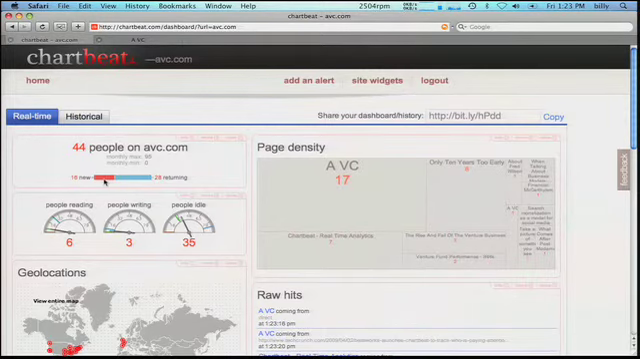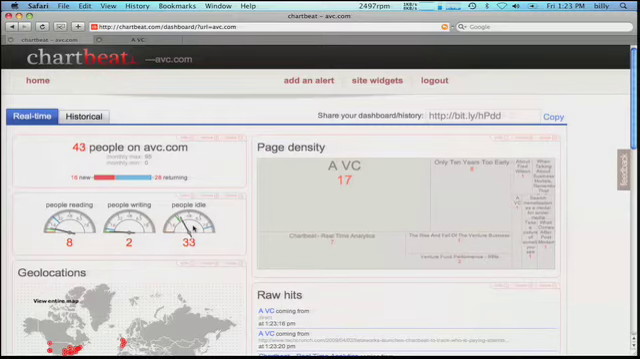What you also see is the number of new visitors versus returning visitors. 16 new people visiting the site today, they've been going to AVC for the first time, versus 28 who are returning, people who've been to the site before. And then below that, we actually get a breakdown of who's reading, who's writing, meaning leaving a comment on the site, and then people who may be idle, meaning they're not doing much, but they may have a page open.